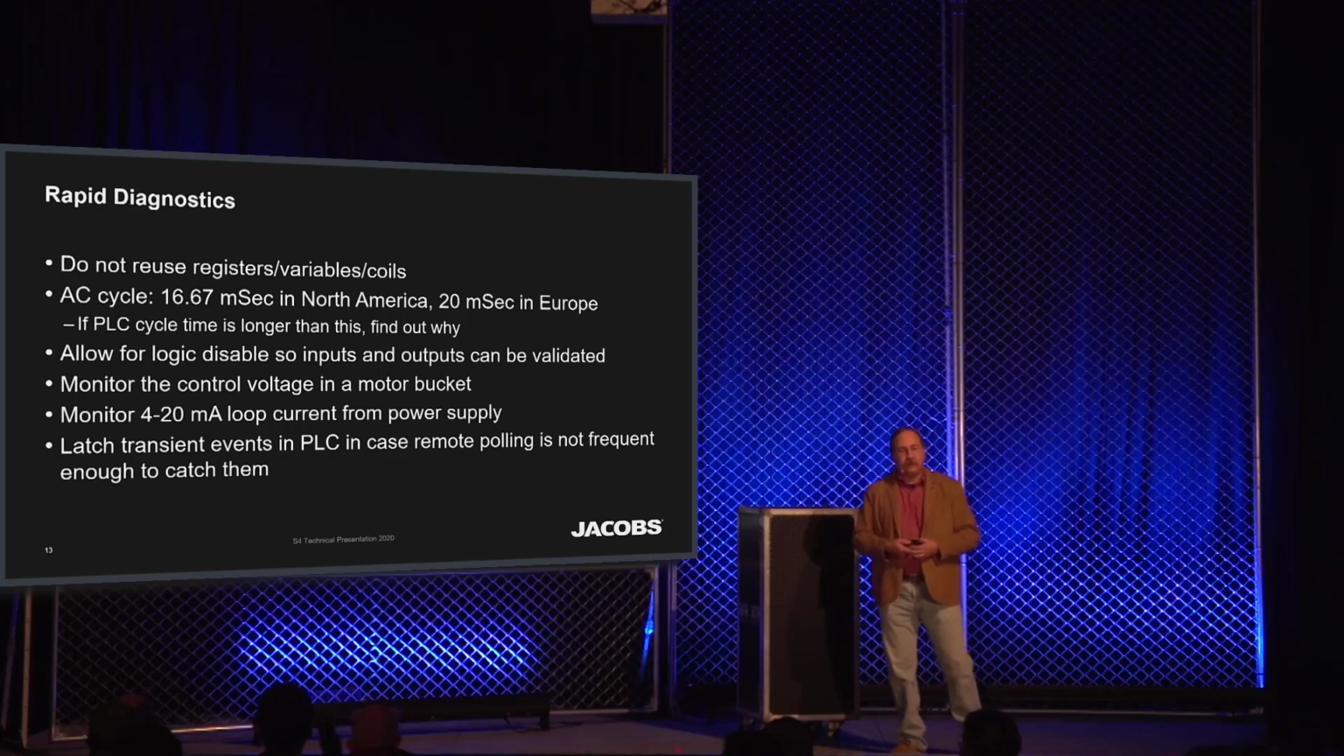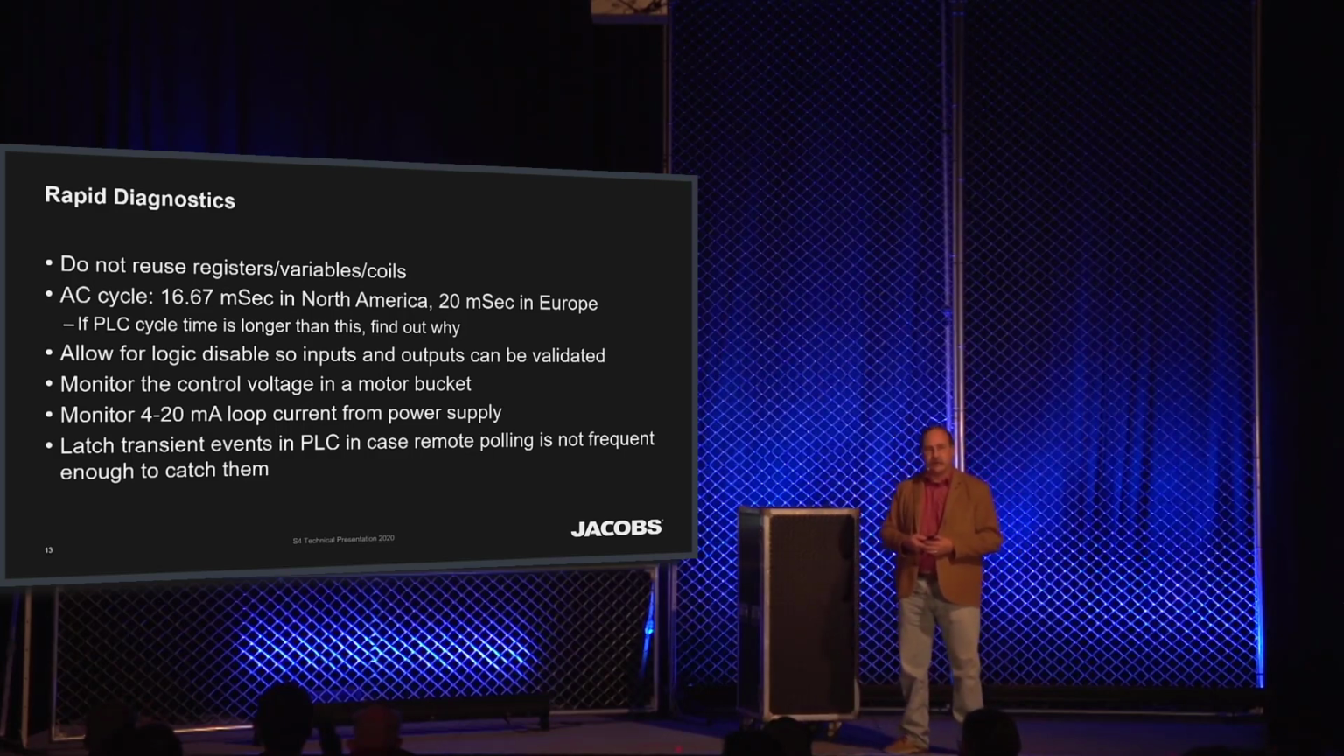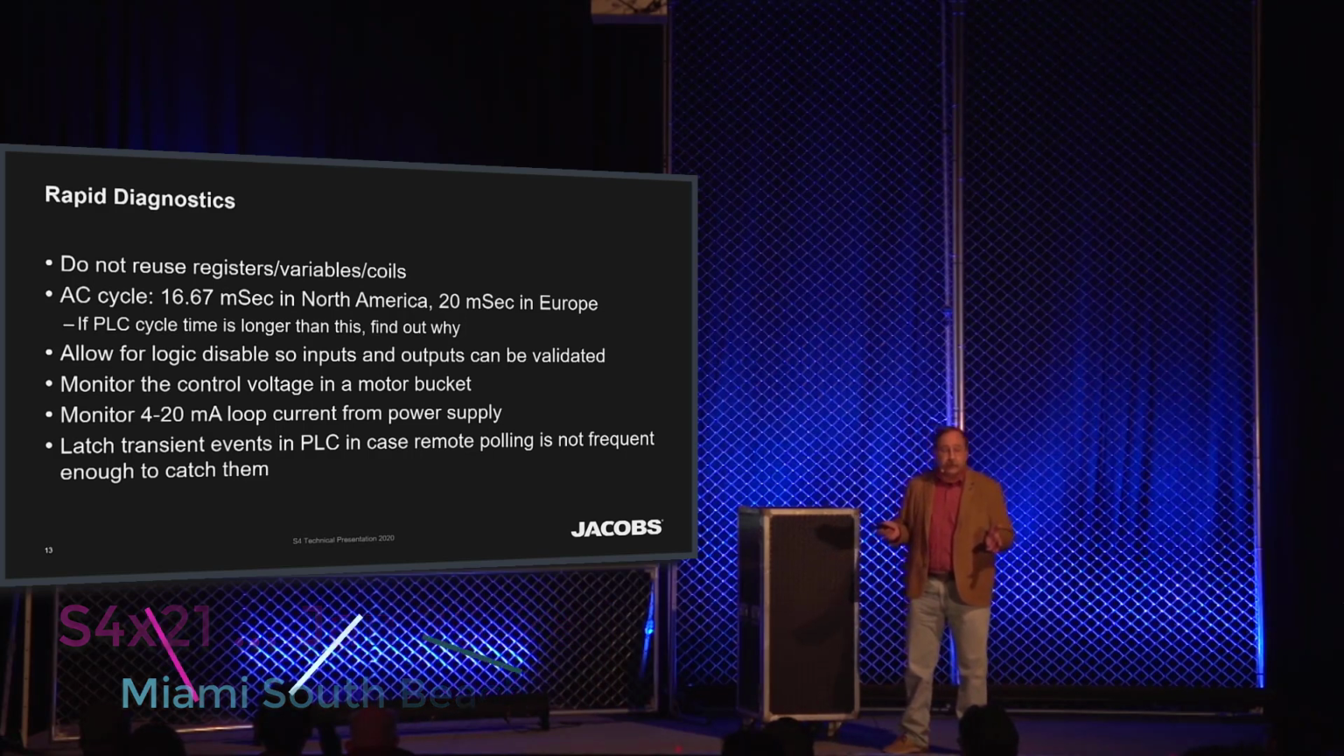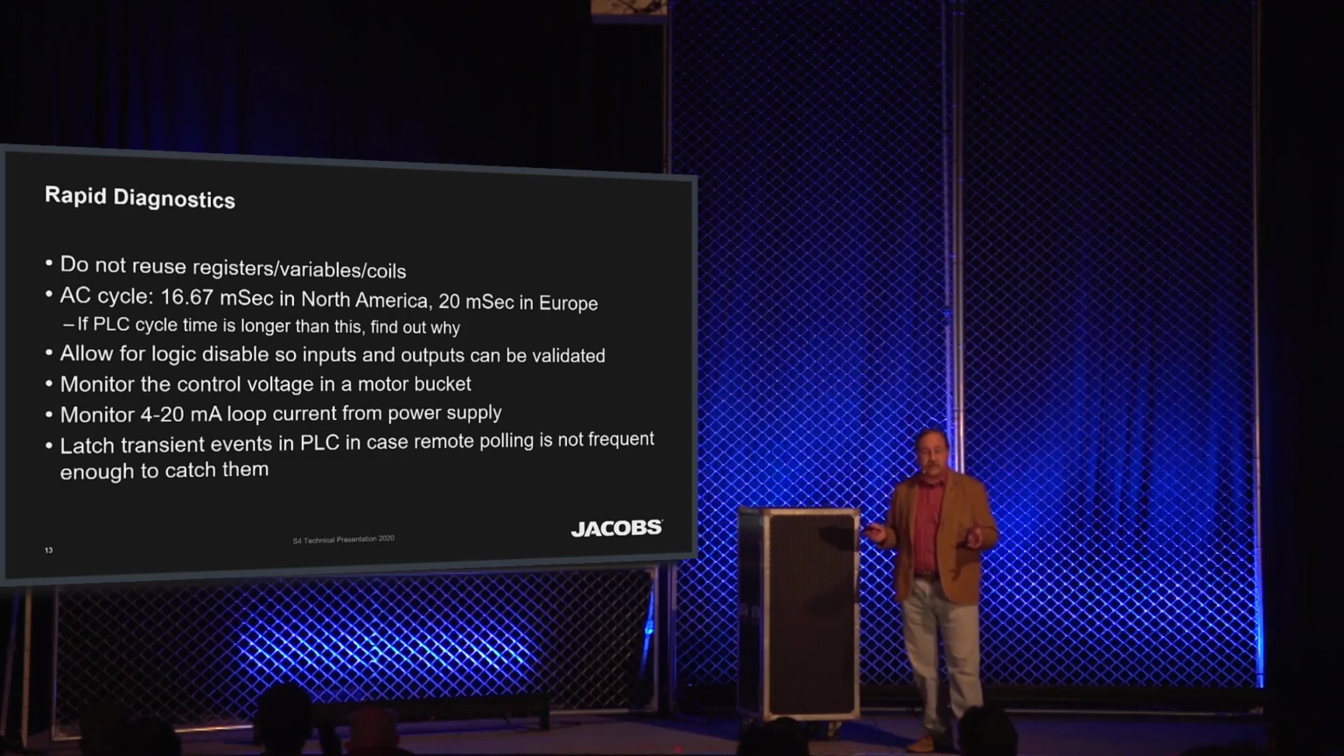You may also want to look at the control voltage coming out of the motor bucket, because if the control voltage goes away, it means a lot of other things can't work, and a lot of the indications you get will be garbage. So it's a good idea to keep a look at the control voltage to make sure it's there. You might also, just as a curiosity, look at the current on that control voltage as well.